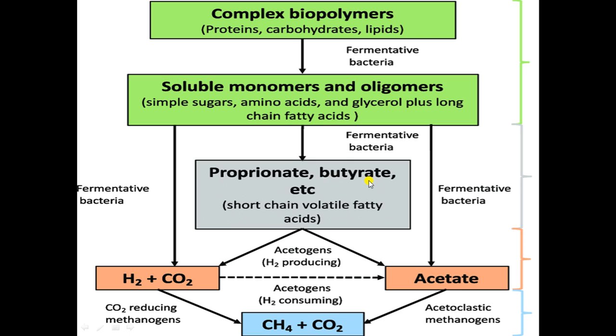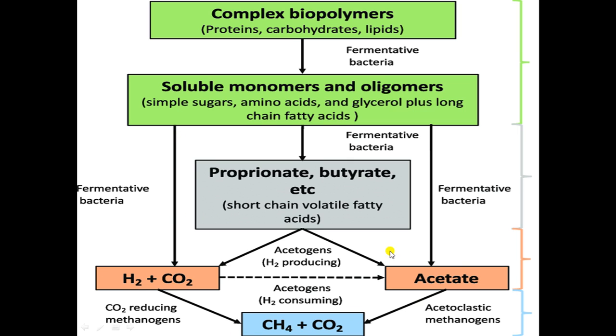and then protein, butyrate, etc., the short chain volatile fatty acid, they also produce hydrogen and carbon dioxide. If it is hydrogen producing bacteria, or if it is hydrogen consuming bacteria, they produce acetate. So we have two types of bacteria. One is hydrogen producing bacteria and another is hydrogen consuming bacteria. Some bacteria produce hydrogen, some consume hydrogen, and ultimately some hydrogen is produced because our waste is hydrocarbon. So hydrogen, carbon and oxygen will be produced.